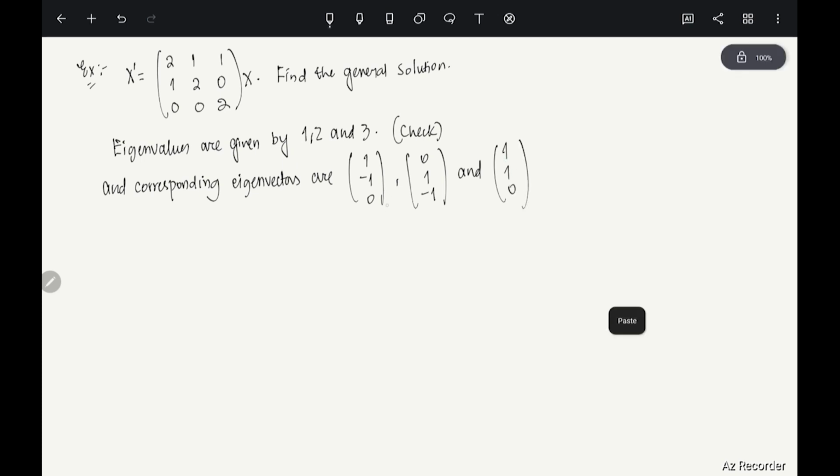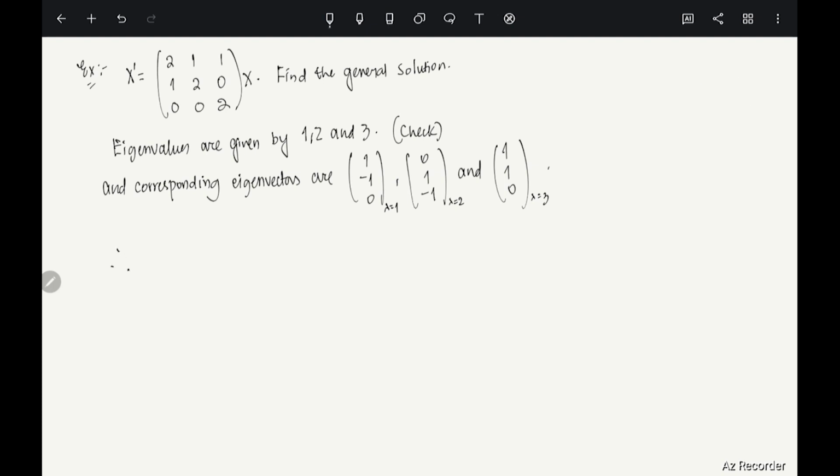Clear? So this is lambda equals 1, lambda equals 2, and lambda equals 3. Please don't change the order, because otherwise there won't be a solution. Corresponding to lambda j, if vj is the eigenvector, then vj e to the power lambda j t will be a solution. You can't change the order, so you have to be very careful about it.